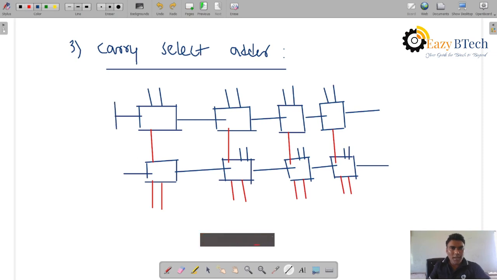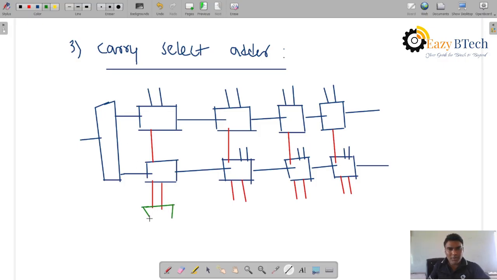Let me take this one. It is a carry output, a carry output bar. Like a multiplexer, the multiplexer is taken out, right? Selection of any one, a multiplexer will be taken for selection of carry. Select the carry, carry one or carry zero.